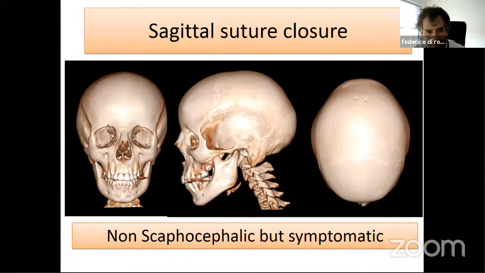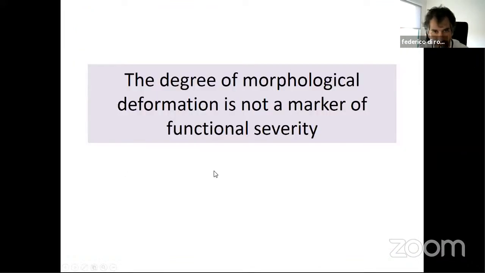So I wanted to stress that sagittal suture closure does not always lead to a scaphocephaly. From the morphological point of view, there is no scaphocephaly, there is no dolichocephaly, but still there is a loss of the sagittal suture, and there are symptoms related to the increased intracranial pressure, there is papilledema, and there are headaches that are solved by a decompression, which is a purely functional decompression. Again, there is no morphological issue. So this is to underline that the degree of morphological deformation in scaphocephaly or in sagittal suture fusion is not a marker of functional severity.